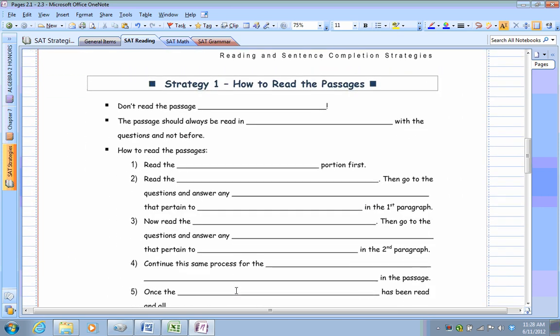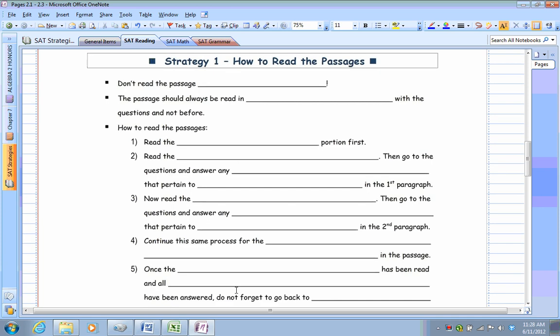Okay, now let's talk about how to actually read the passages. I'm also going to ask that you, in your blue book, turn to page 591. So what we're going to do is when we talk about the strategy, we're also going to look at this passage as an example.